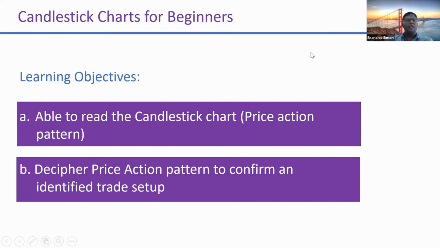Our learning objective today is that after this session, you are able to read candlestick chart patterns. We call it price action patterns because everything we are talking about here is price. In the market, it is the price of the stock or the currency, buy and sell. Once you are able to read the candlestick chart, you are able to decipher the price action. When I say decipher the price action, you are able to predict whether the market is going to make a move to the higher side, going up or going down. Based on that, you can set up your trade setup.